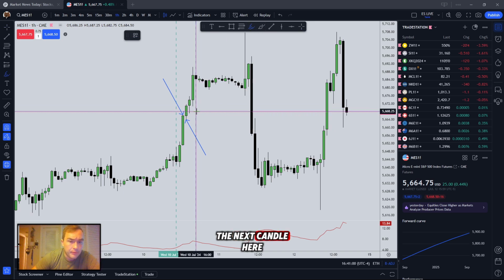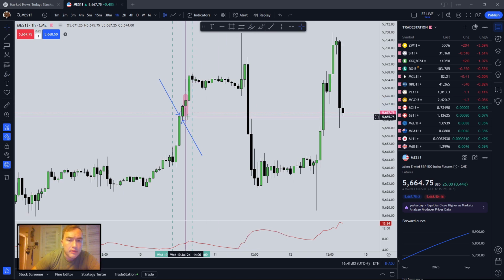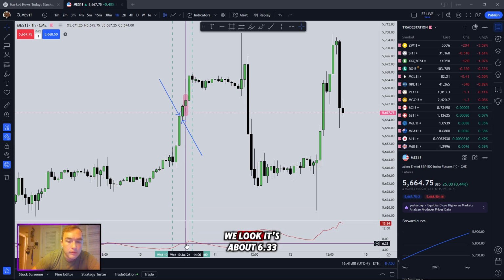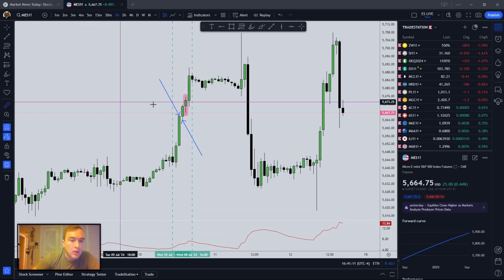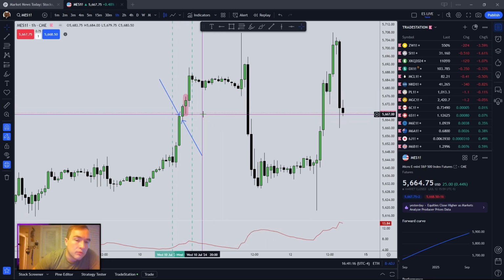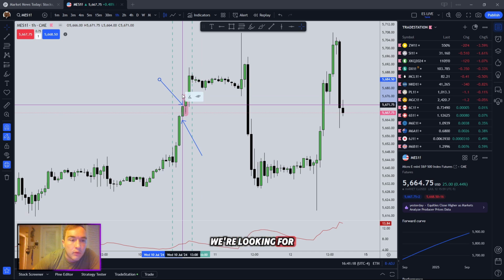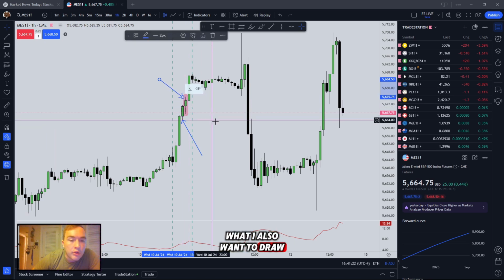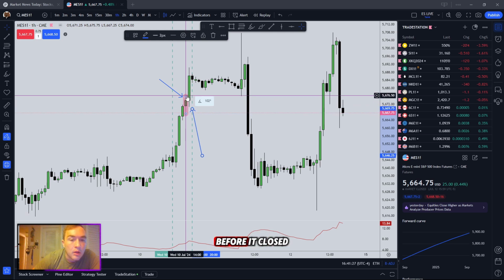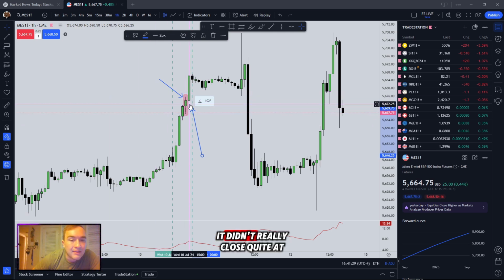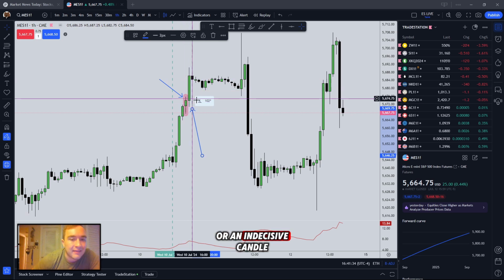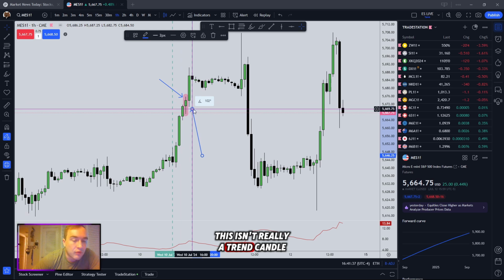The next candle here, the 1400 candle, what is the average true range? We look, and it's about 6.33. What is the range of this candle? 8.5, so not really the 1.5 ATR that we're looking for. What I also want to draw your attention to is that the market came down quite a bit lower before it closed. It didn't really close quite at its high. So this is what we would call a spinning top or an indecisive candle. This isn't really a trend candle.